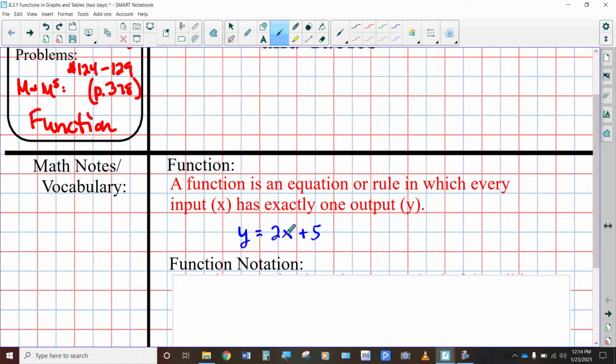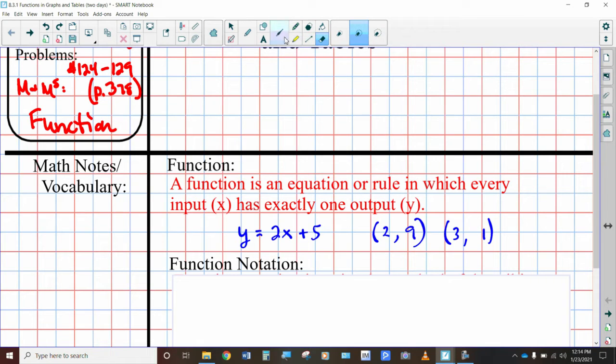This is an example of a function because when I plug in a value for x, say I plug in the number 2, 2 times 2 is 4, and 4 plus 5 is 9, you would get an output of 9. And so no matter how many times I plug in a 2 here, I'm always going to get the 9 out. And so you would never get any other value here for y other than 9 when x is equal to 2. If I change that to x equal to 3, I would get 6 plus 5 is 11. And you would never, ever get any other output other than the number 11 there.